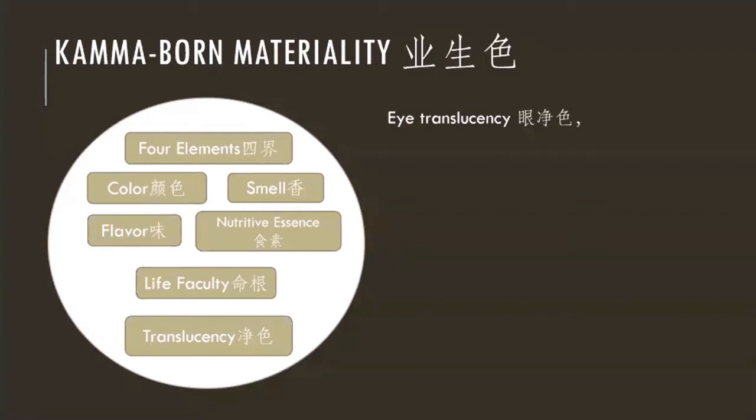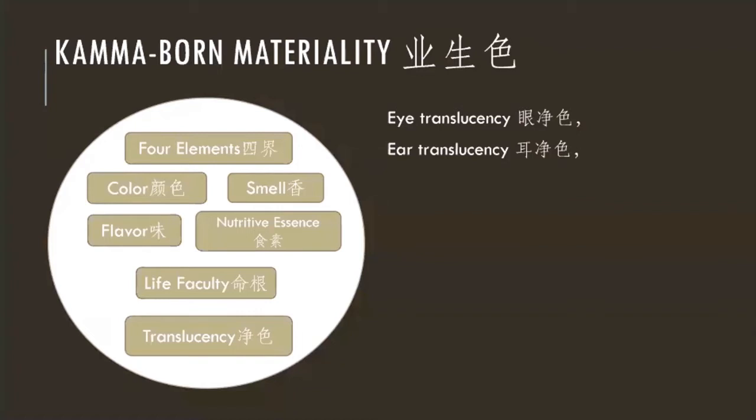So again, we have ear translucency. Actually, we have known where the ear translucency is, right? Only in the ear can it arise. We can hear the sound because of ear translucency. If our ear translucency is good, we can hear. If our ear translucency is not really very good, we cannot hear clearly. It depends on our karma.